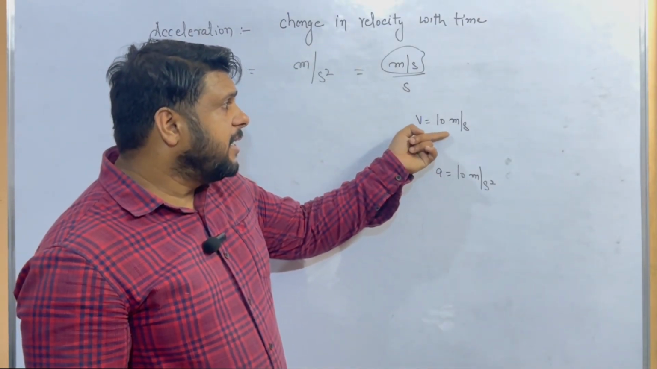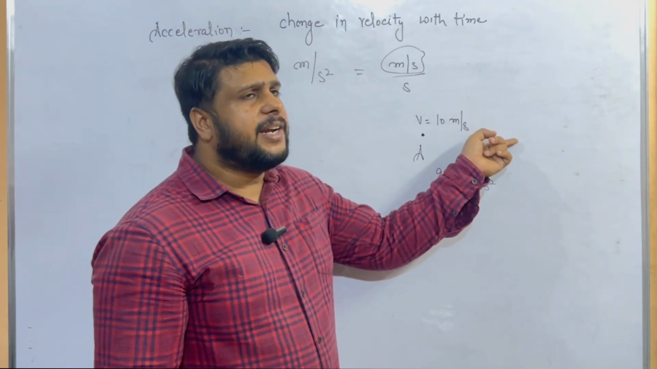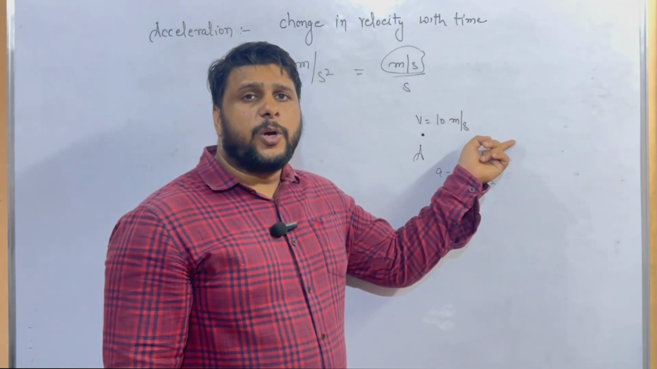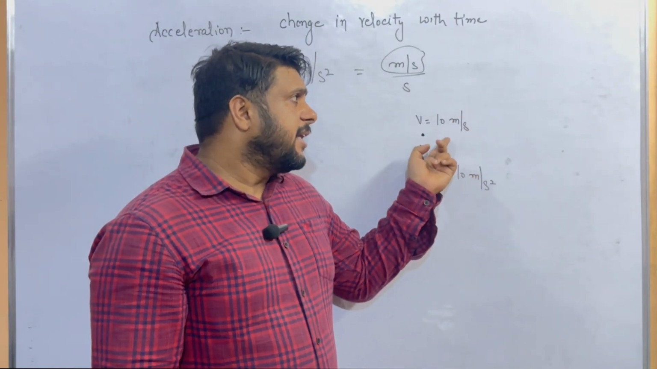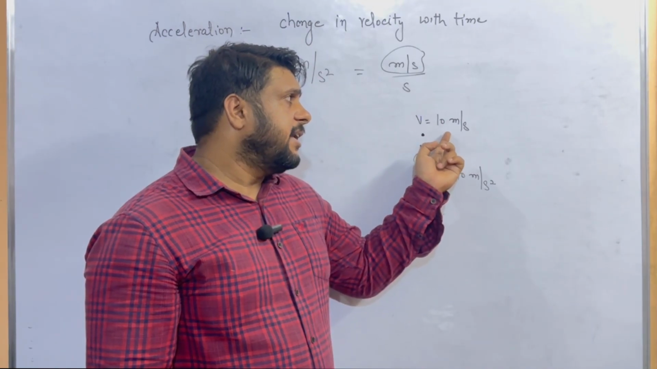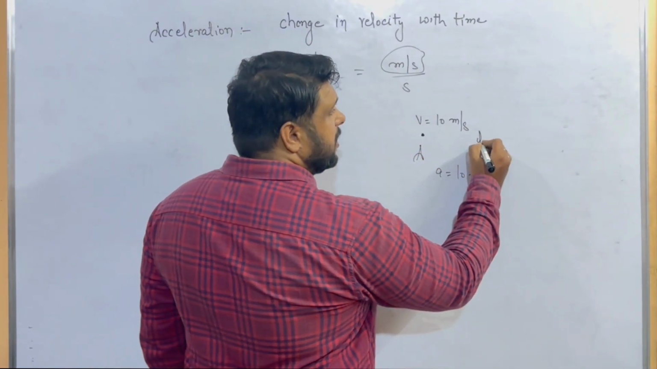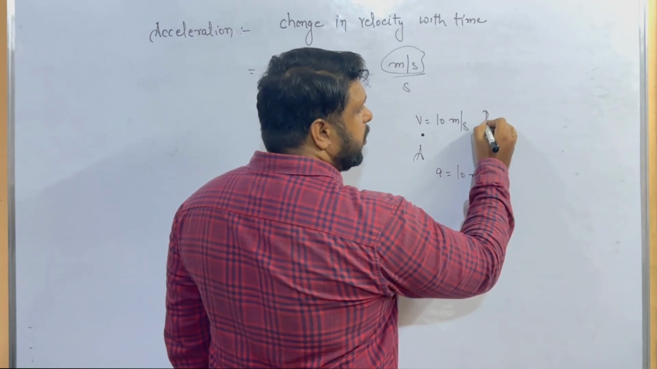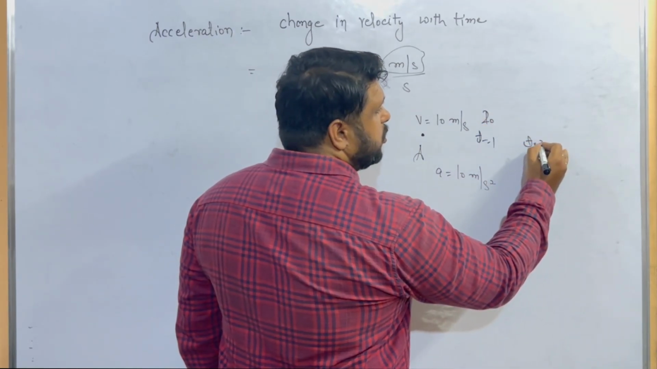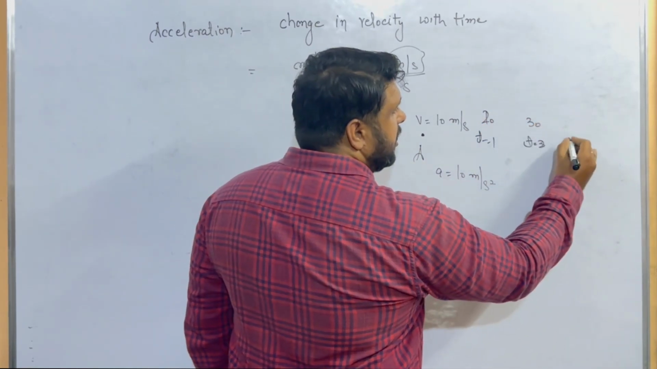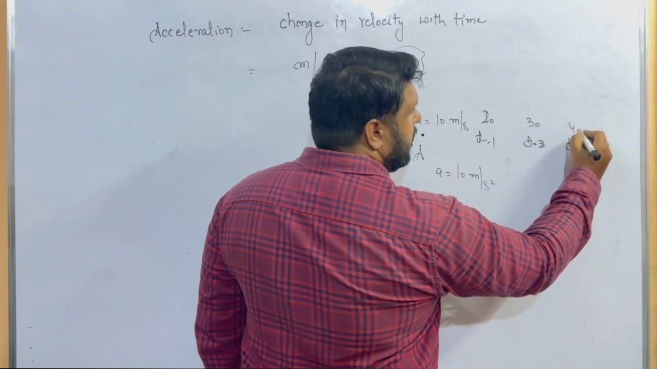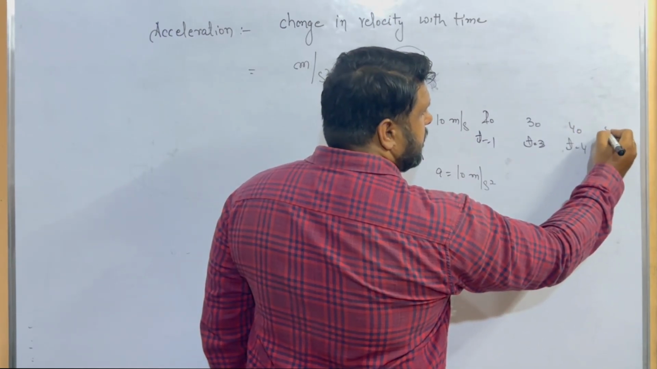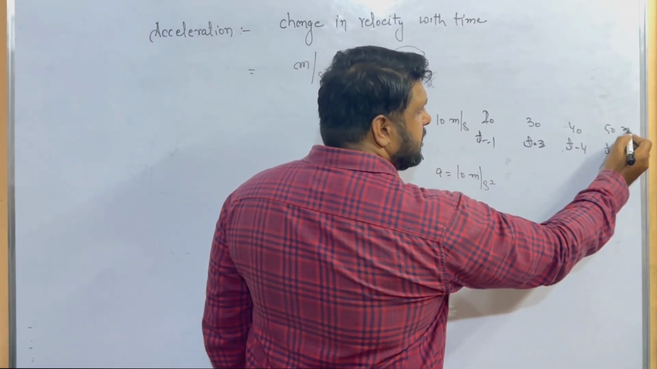Why? Because this is 10 meter per second squared, so at every second its velocity is going to increase by 10 only. So at t equal to 0 seconds it is 10, at t equal to 1 second it is going to be 20 meter per second, t equal to 2 it is going to be 30, t equal to 4 it is 40, and t equal to 5 it is going to be 50 meter per second.